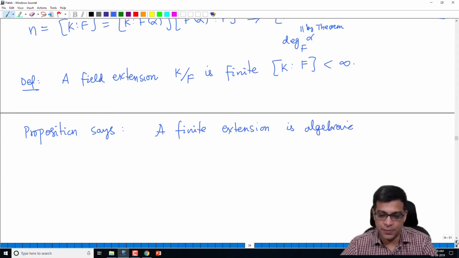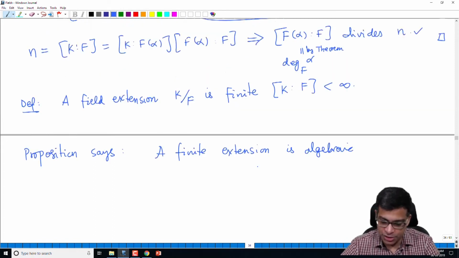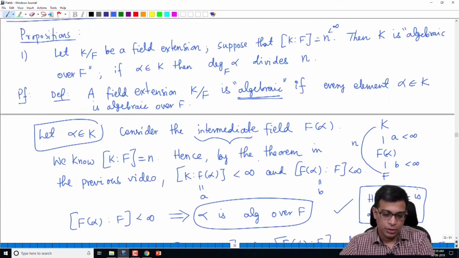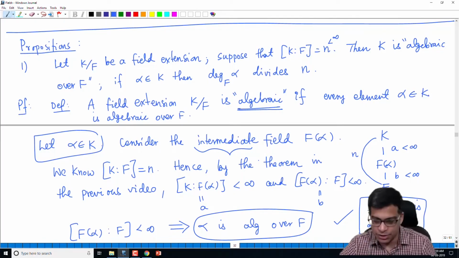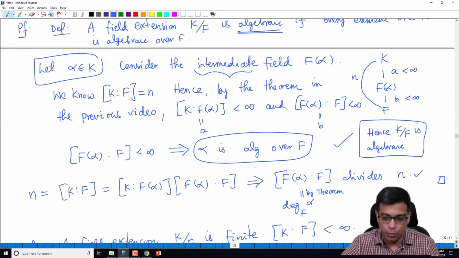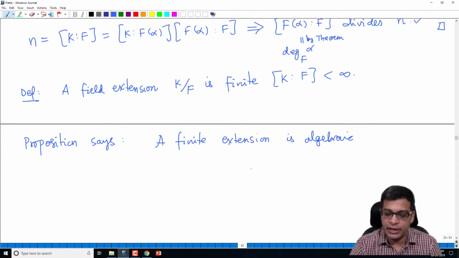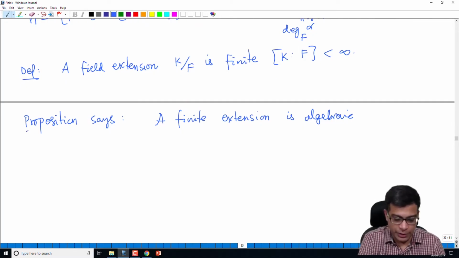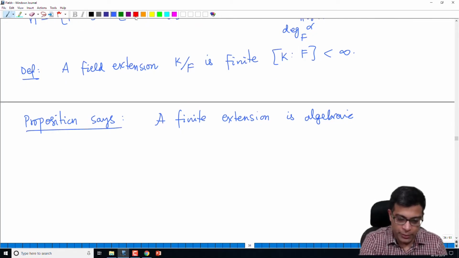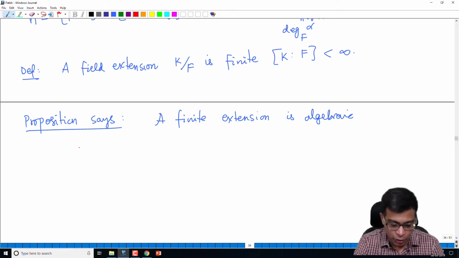What we have said, the first part of the proposition said a finite extension is algebraic. All we assumed was that it's a finite extension and we showed that it's algebraic. Moreover, we in fact have that the degree of any element in the field K over F divides the degree. But this is a useful statement to remember, and we'll come back to this later, the converse is not true.